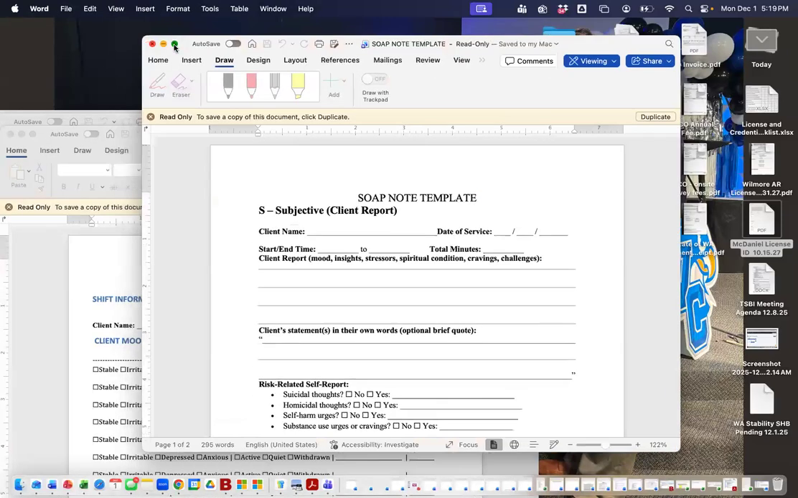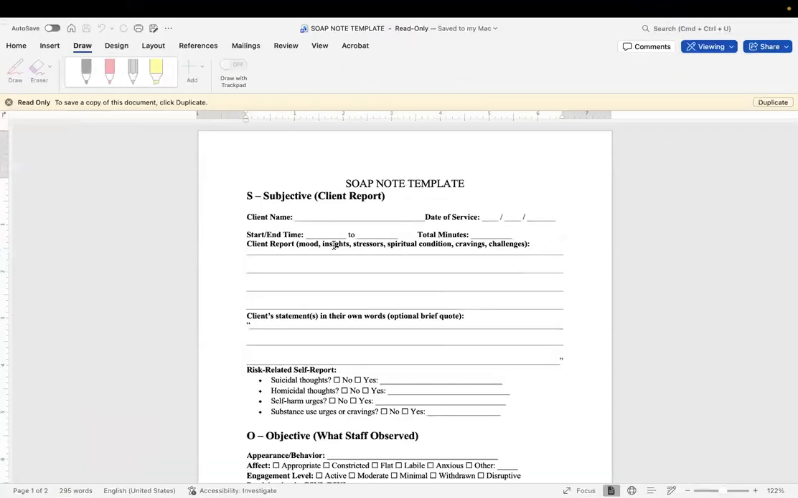Recording in progress. Hello, we are going to go over how to chart. It's just a little refresher on how to do the chartings. So we're going to review it and make it a lot simpler.